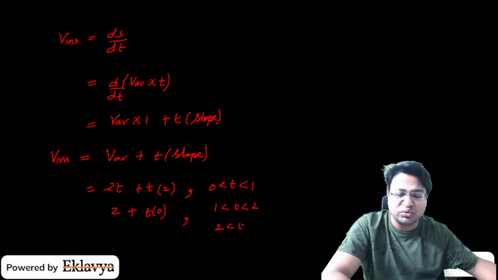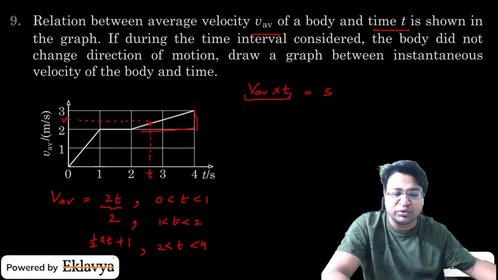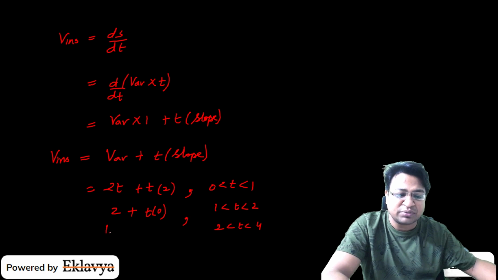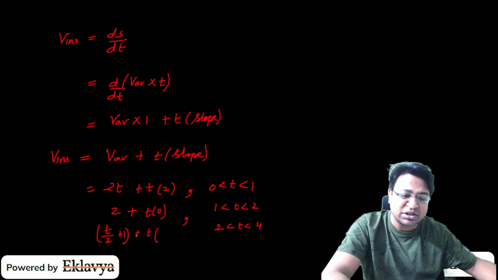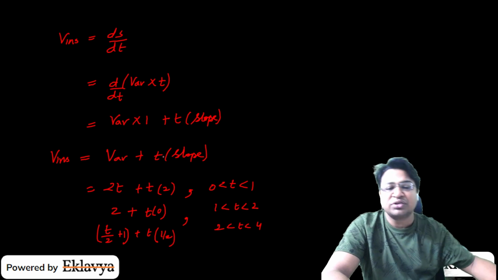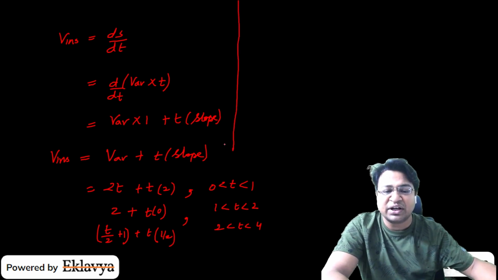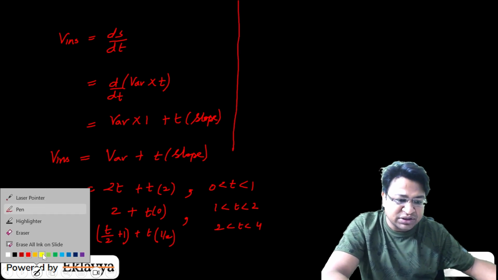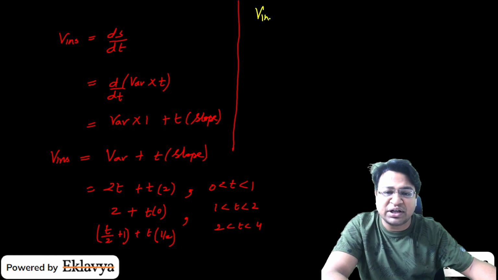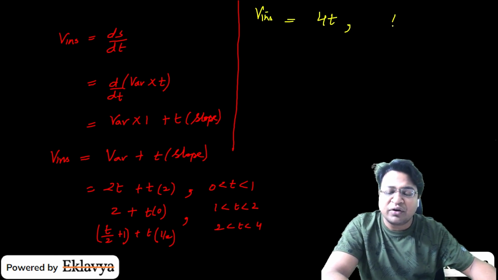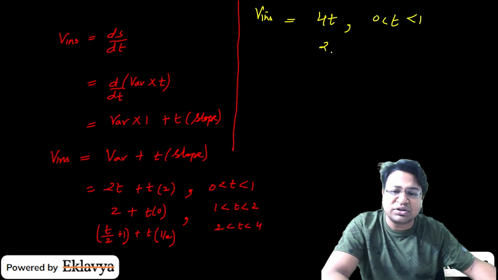And then from 2 to 4, what we will do? We will write t by 2 plus 1. So t by 2 plus 1, that's V average, plus t times the slope. The slope is half. Okay, so overall, let me write the function that we are getting for V instantaneous. That function is 4t for t ranging from 0 to 1. Then it is a constant value 2 for t ranging from 1 to 2.